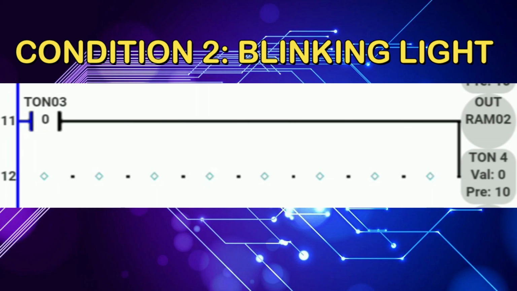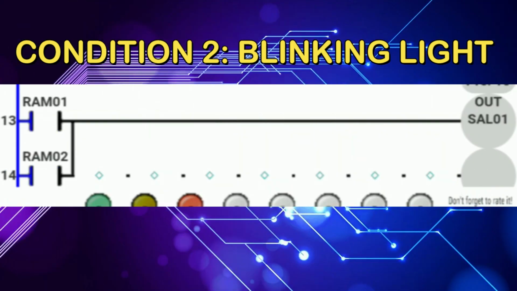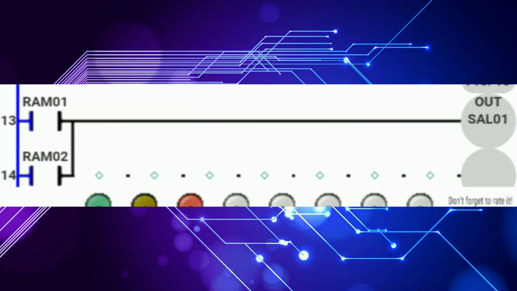In the sixth rung, the T0N3 or the timer on delay number 3 instruction's output is connected to the Out RAM02 instruction. Next, in the seventh rung of the Macro PLC, the RAM01 and RAM02 are in the OR function, connected to the output, which is Out SAL01. This is to ensure that the program will be executed wisely and the system will not be confused.